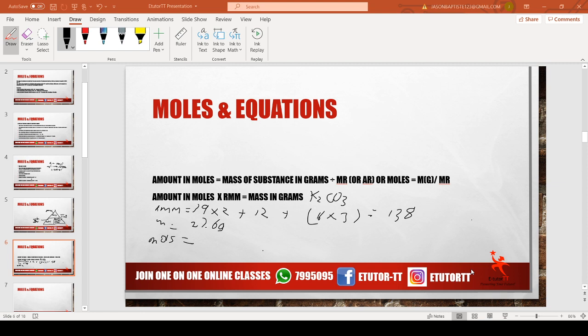So we have 138 and we have the mass, so we have an answer. Let's check it out and see. That is correct. The answer is 0.2 moles.